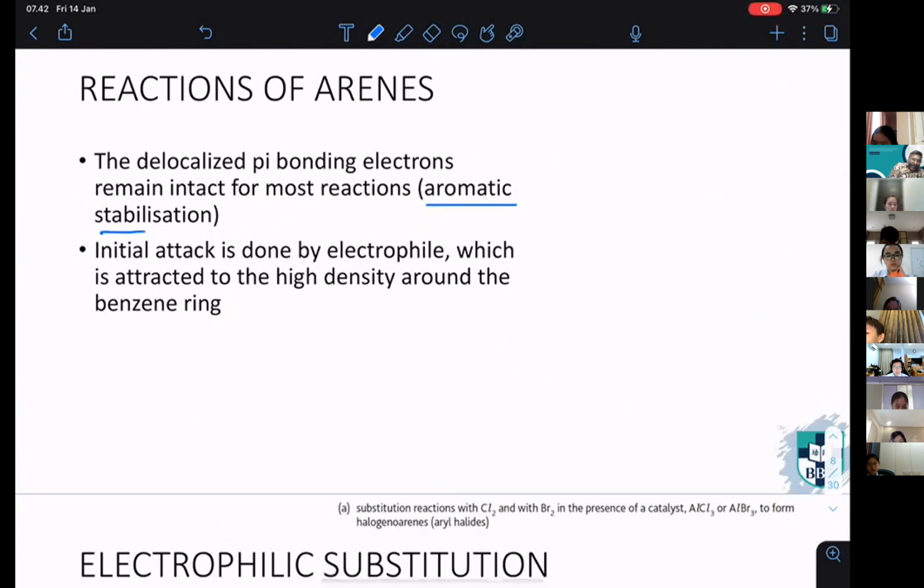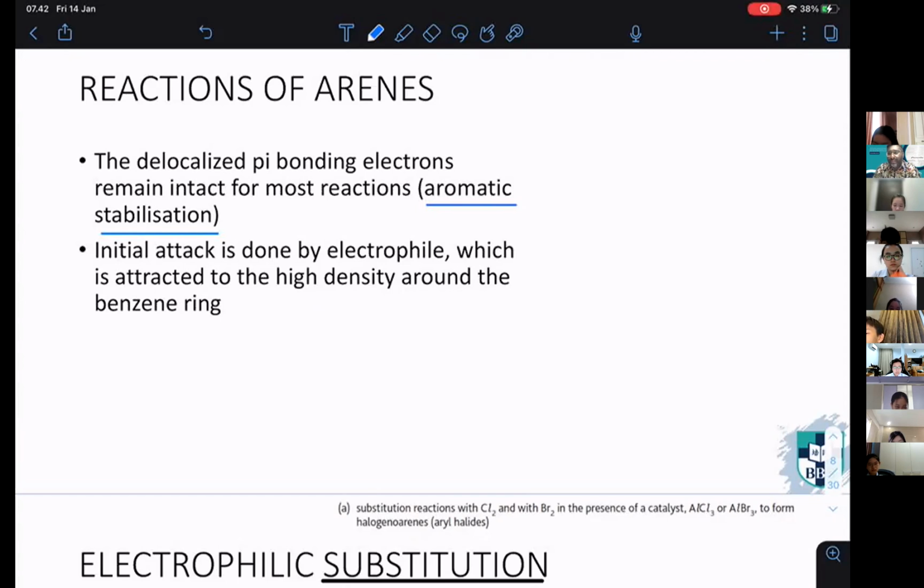Because they like to remain intact, they don't want to let go of the 6 electrons; they like to stay together. So they actually stabilize the benzene structure. We call it aromatic stabilization. Therefore, the initial attack is done. Generally, the initial attack must be done by the electrophile.